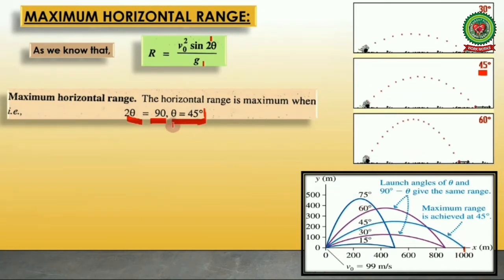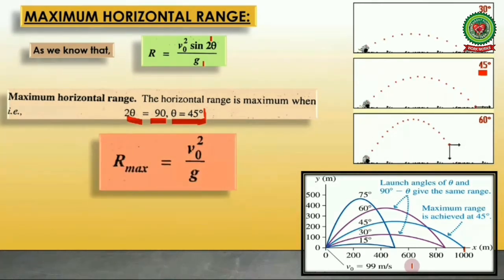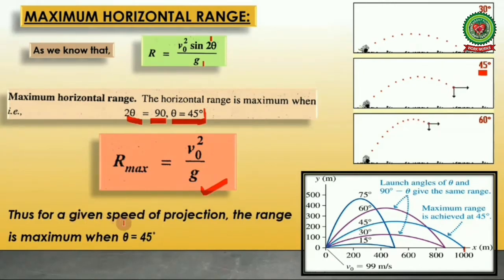This theta is called the angle of projection or launch angle. There are certain values shown in the graph which tell us that the body covers the maximum distance when it is thrown at an angle of 45 degree. So our maximum range becomes v0 square by g. Thus for a given speed of projection, the range is maximum when theta is 45 degree.